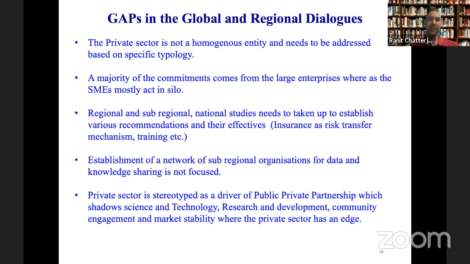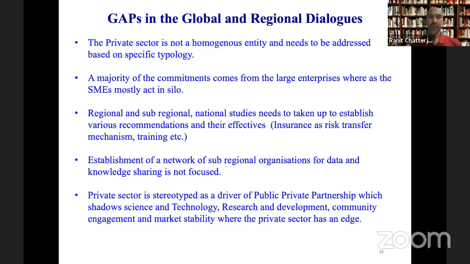The second is that the majority of the commitments in all these global meetings come from the large enterprises, and they look down on the private sector saying, okay, you should do this. Then there is hardly any voice of the small scale industries on what they need. So when the large enterprises look down on the smaller ones, they try to enforce rather than create ownership, and that becomes a deterrent for the small industries to take up such global policies.